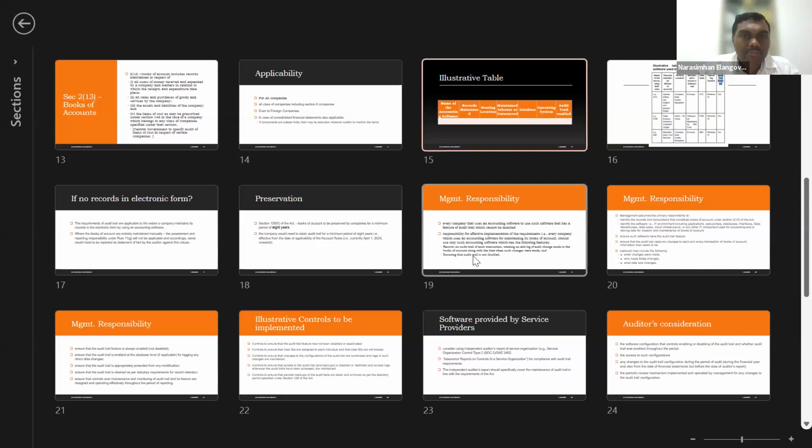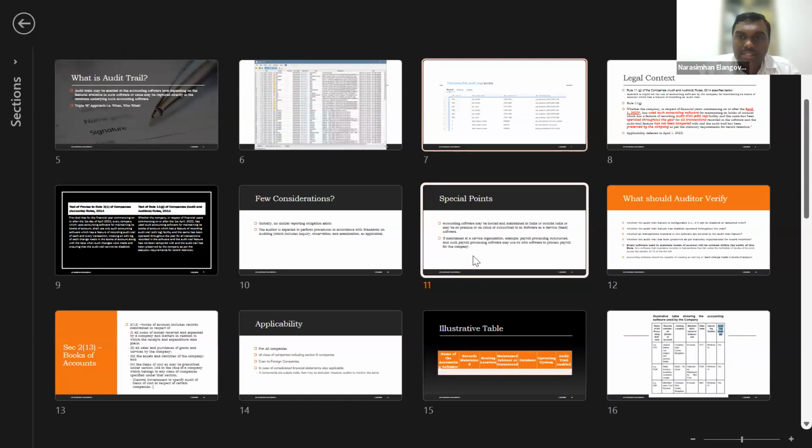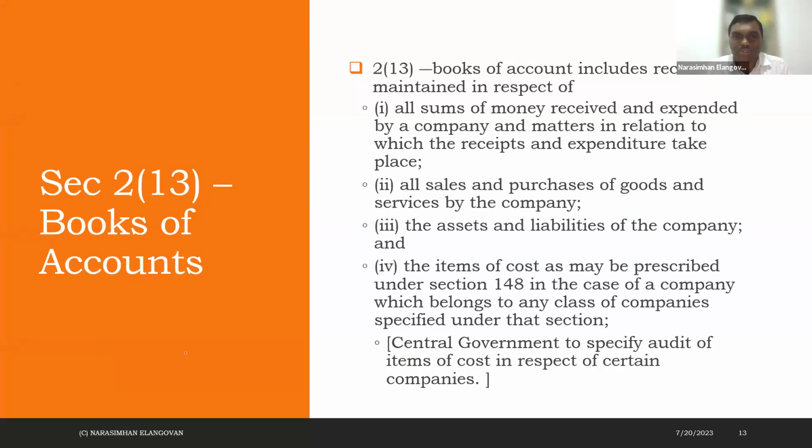Probably I have missed that slide. Yes, I think it's there in the next slide. The definition of books of accounts. The books of accounts include what? It includes records maintained in respect of all sums of money received and expended by the company, and matters relating to receipt and expenditure. So invoicing software is covered. If you have receipt generating software, it's covered. If you have an expenditure generating software, it's covered. All sales and purchase of goods and services by the company.